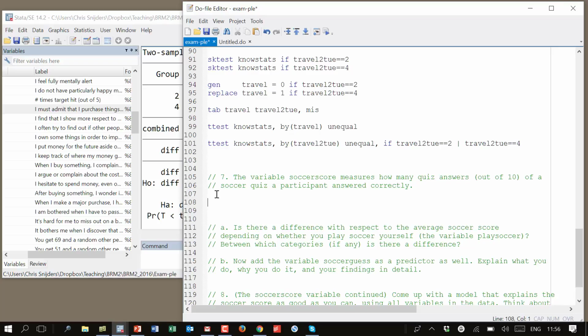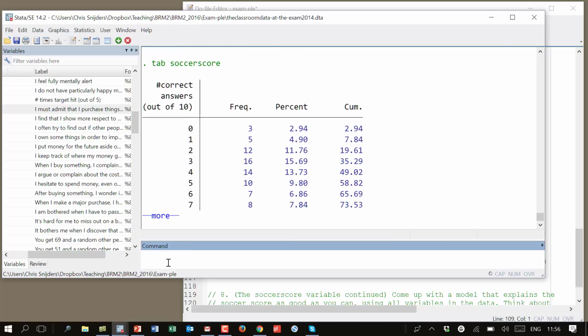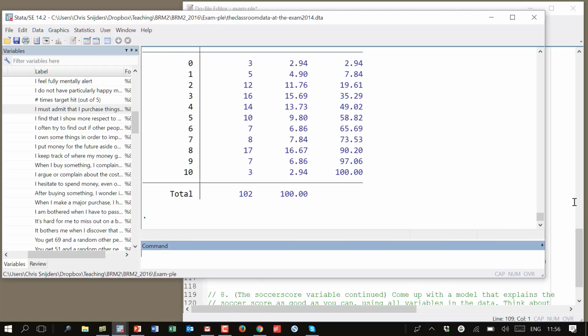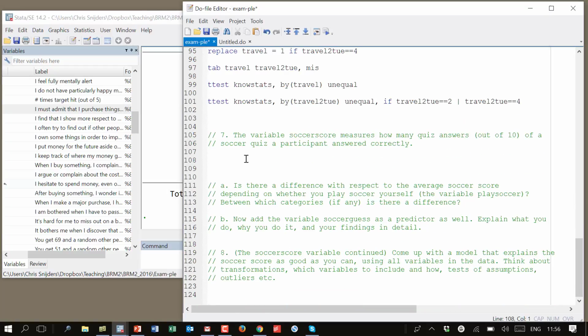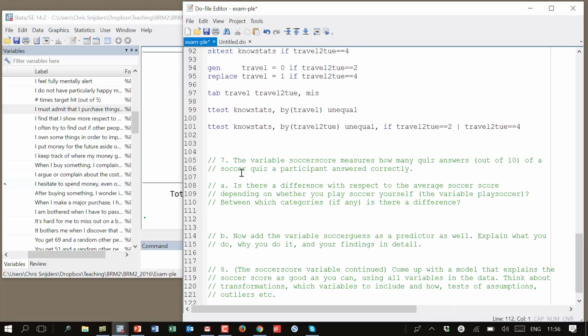7. There's a variable in there that's called soccer score. It measures how many quiz answers out of 10 from a soccer quiz a participant answered correctly, varying from 0, nothing correct, to 10, everything correct. So there's actually nothing to type over here. And what do we do here? Is there a difference with respect to the average soccer score depending on whether you play soccer yourself? That's the variable plays soccer. And between which categories, if any, is there a difference?